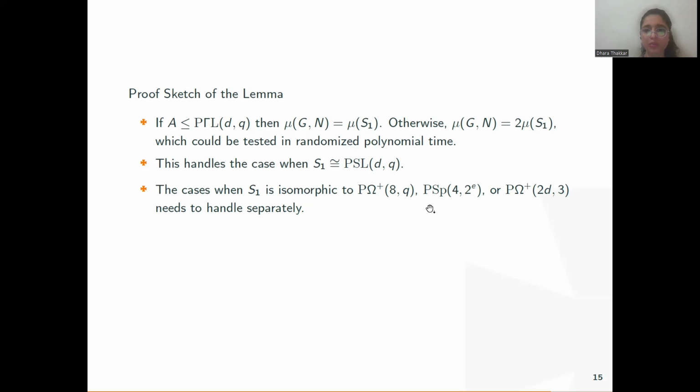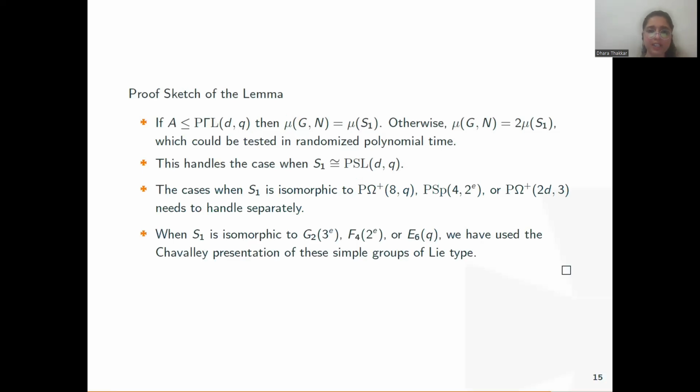The cases when S1 is isomorphic to one of these groups, PΩ plus, PSp, or PΩ plus 2D3, can also be handled separately, and the thing which is useful is that all these groups are matrix groups, so they have a nice structure to work with. The case which is quite different from what we have seen is the following: when S1 is isomorphic to one of these groups, G2(3), E, F4(2), E, and E6(q). These are simple groups of Lie type, and here we do not have any matrix representation of simple groups of Lie type. So that case needs to be handled separately from what we have seen.